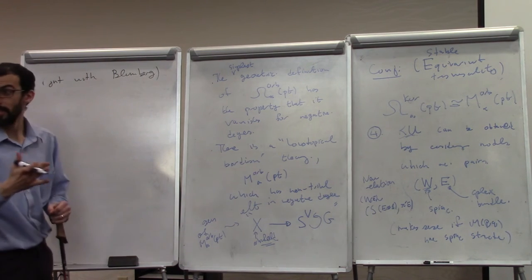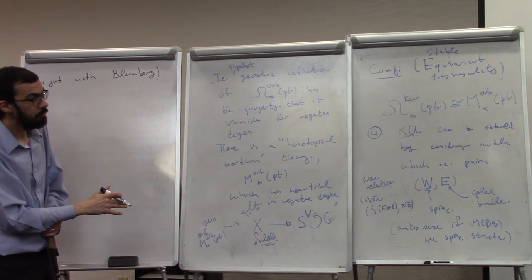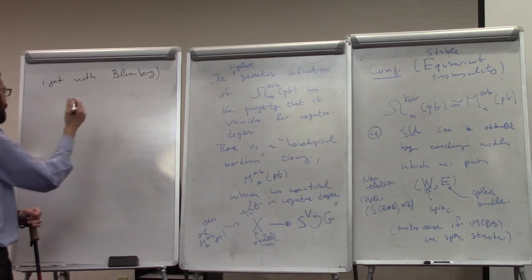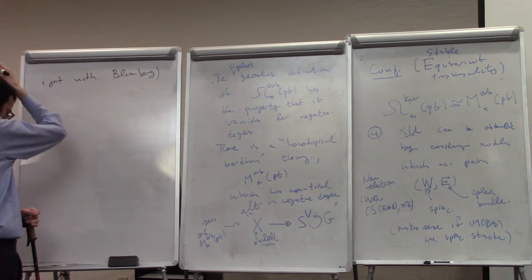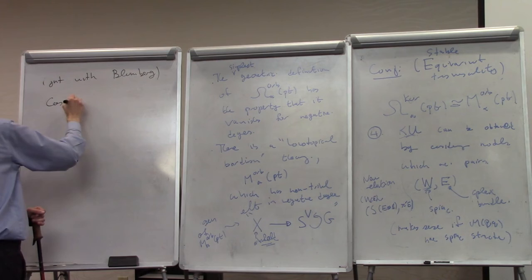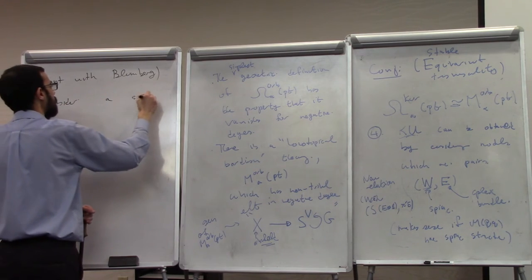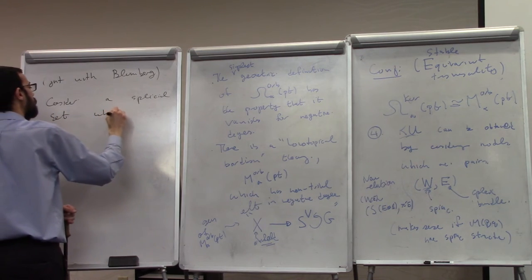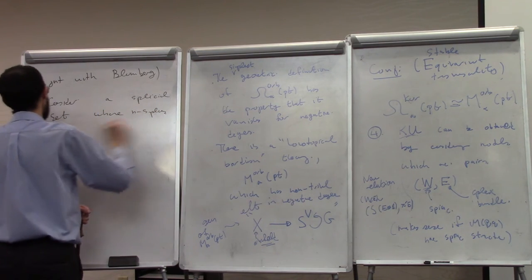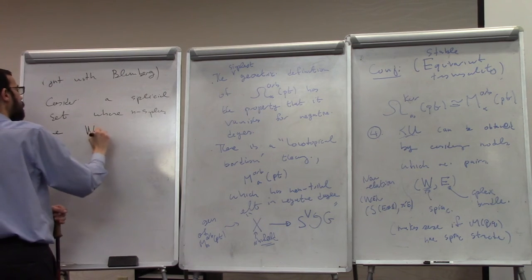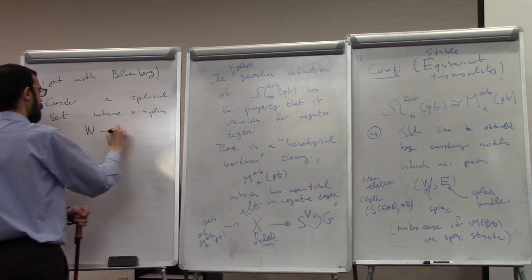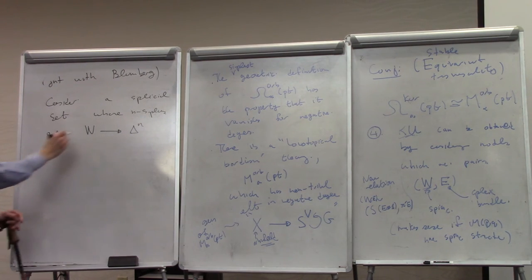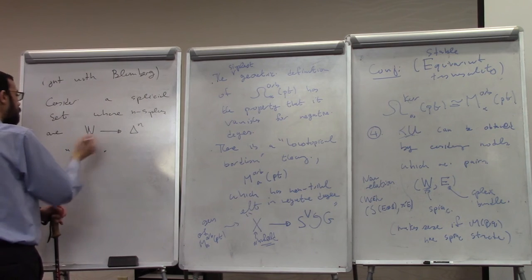So step back for a second. I have 5 minutes. So what can I say? So let's consider a simplicial set whose n simplices are W over delta n. Okay? Where what is this? This is a flow module.